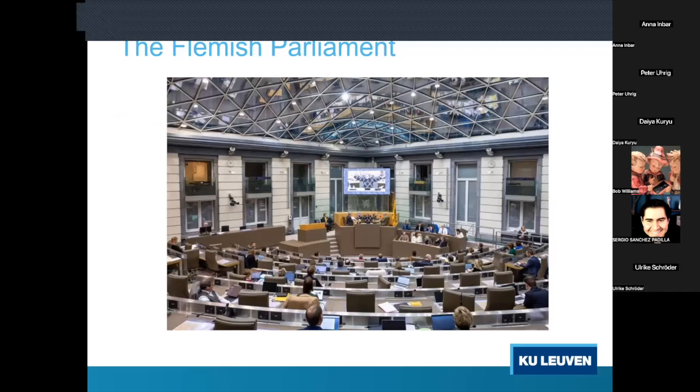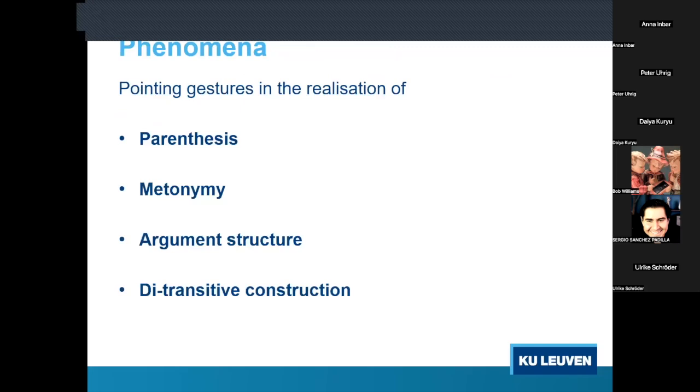What I'm going to do in this talk is to focus on four phenomena, let's say linguistic phenomena: parentheses, metonymy, the realization of argument structure, and then one specific construction, which is the transitive construction. And just to make sure that if we want to have an accurate account of what these phenomena are all about, we have to take into account pointing gestures, right? Which is quite at a big distance from the idea that we can suffice describing these phenomena by looking at the verbal elements per se.